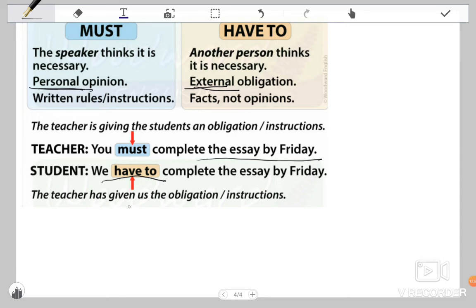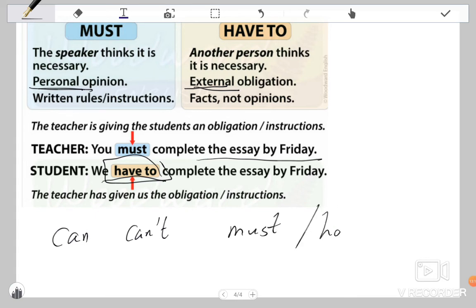so the teacher has given us اللي هي the obligation or the instructions or the rule. so this is why we say what? we have to, not what? must. just to wrap up again, today we studied can, can't, must, and have to. okay. and we have here the word mustn't. okay. and here we have don't have to or doesn't have to.